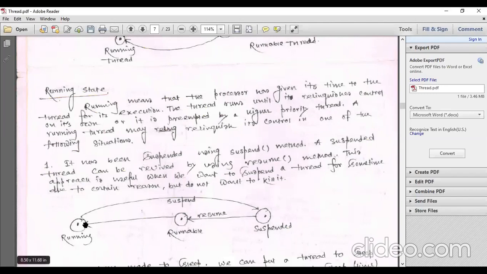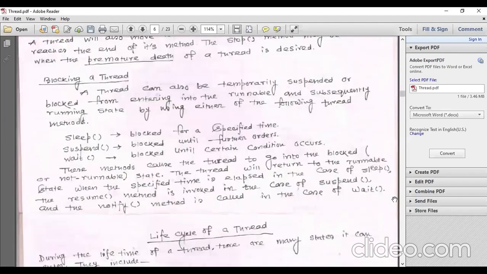So this is the running state. When you call the suspend method, the thread is suspended. That means it is not in the runnable state. Try to understand, this thread is now in block state. It is suspended. Then it will call the resume method. I already mentioned this method. When you call the resume method, the thread moves from suspended state to which state? Runnable state. Suspended state to runnable state.